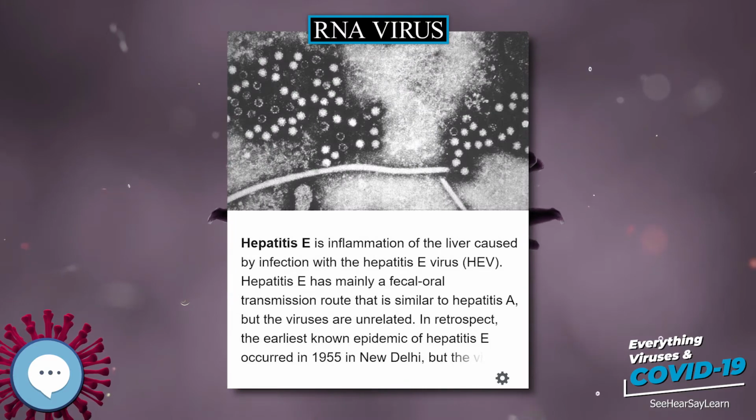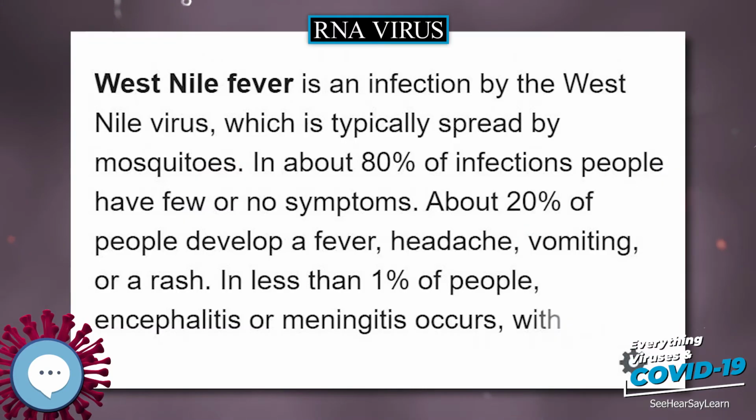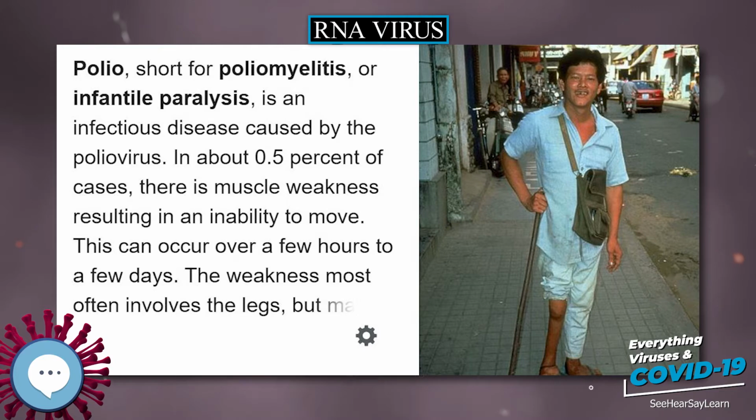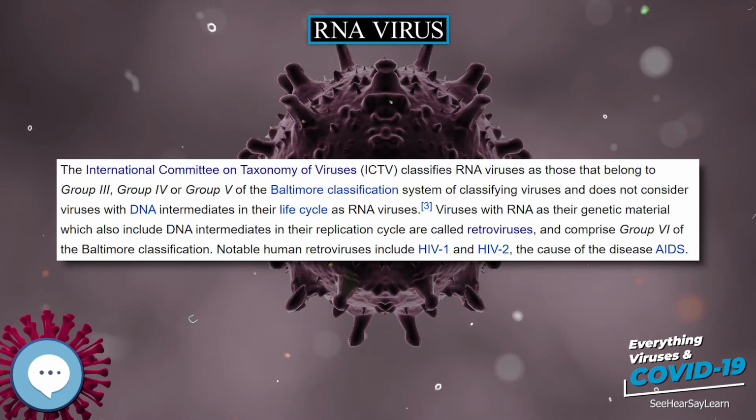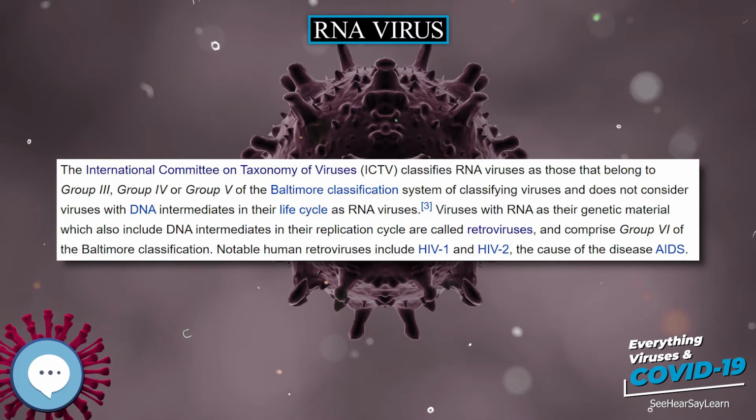Viruses with RNA as their genetic material, which also include DNA intermediates in their replication cycle, are called retroviruses, and comprise Group 6 of the Baltimore classification. Notable human retroviruses include HIV-1 and HIV-2, the cause of the disease AIDS. Another term for RNA viruses that explicitly excludes retroviruses is ribovirus.